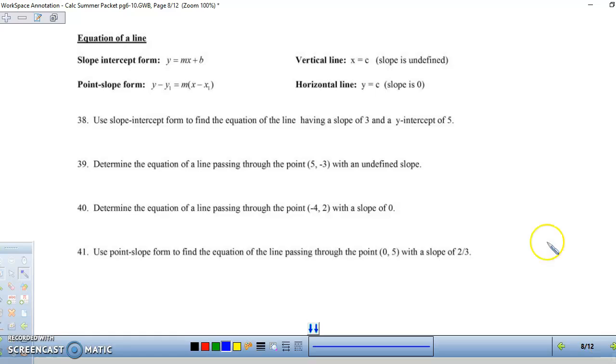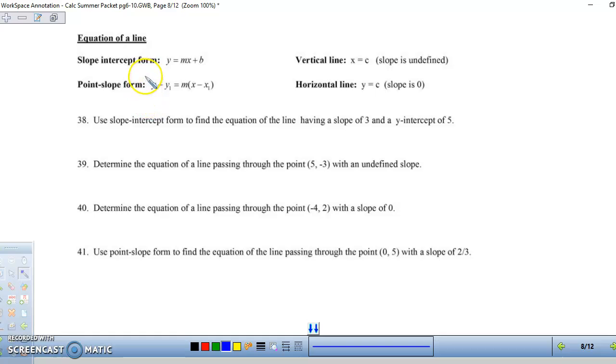Okay, linear equations. So remember, slope-intercept form, y equals mx plus b. m is your slope, b is your y-intercept. Vertical line is, I like to say, x equals the x-intercept. Horizontal line is y equals the y-intercept.